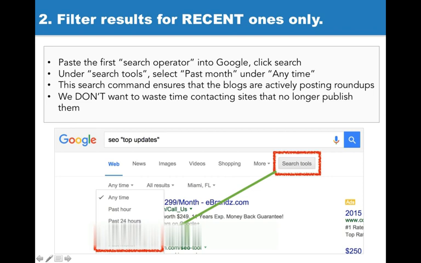And the reason why we have to do this for link roundups is because we only want to target websites that are actively posting roundups. If we find one that was doing them 2 years ago, it does us no good because they're not going to publish another one for us and we're not going to get a link. So we absolutely have to find blogs that are actively posting these. That's crucial. You have to make sure that you're doing that.